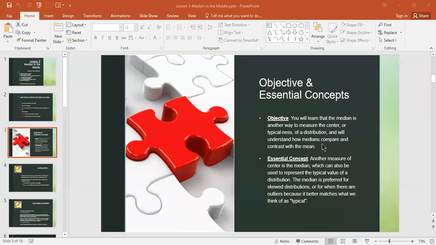So on that note, our objective for the day, ladies and gentlemen, for our lesson 3, median in the middle: you will learn that the median is another way to measure the center or typicalness of a distribution, and will understand how medians compare and contrast with the mean, okay? So we're gonna understand median as another measure of center, or the typicalness of data. And we're gonna understand how medians differ from the mean, especially when it is better to use median as a measure of center versus the mean.